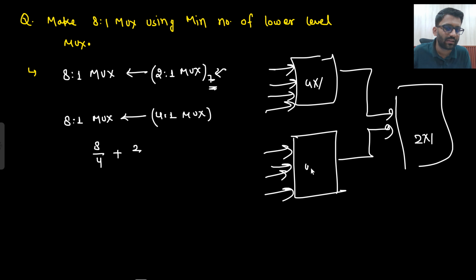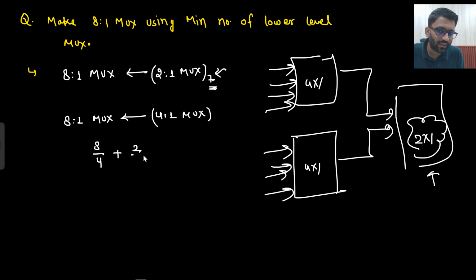This is 4 cross 1. This is 4 cross 1. So two 4 cross 1 will be required to take 8 inputs. Now they will generate 2 outputs, which can be taken by one 2 cross 1. So 8 divided by 4, what do you get? 2. You know that this can be divisible by 2. That means two 4 cross 1 mux are required, plus one 2 cross 1 mux is required.